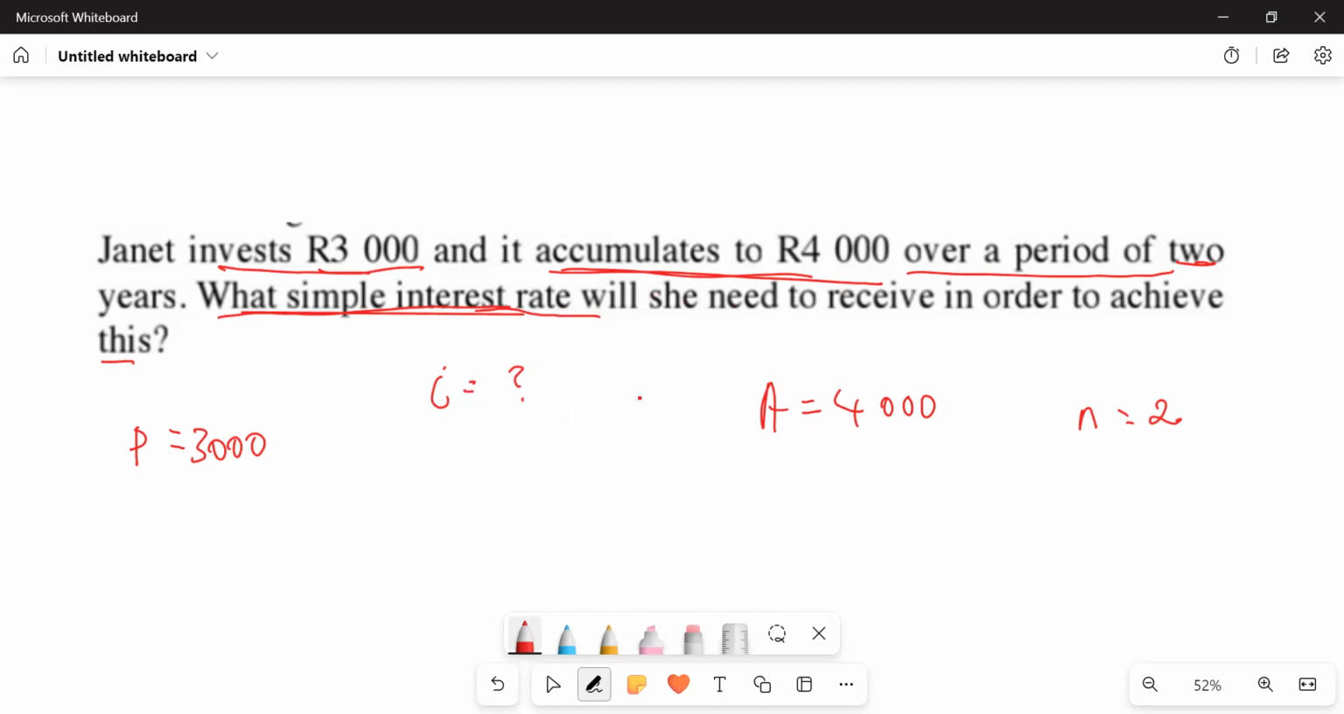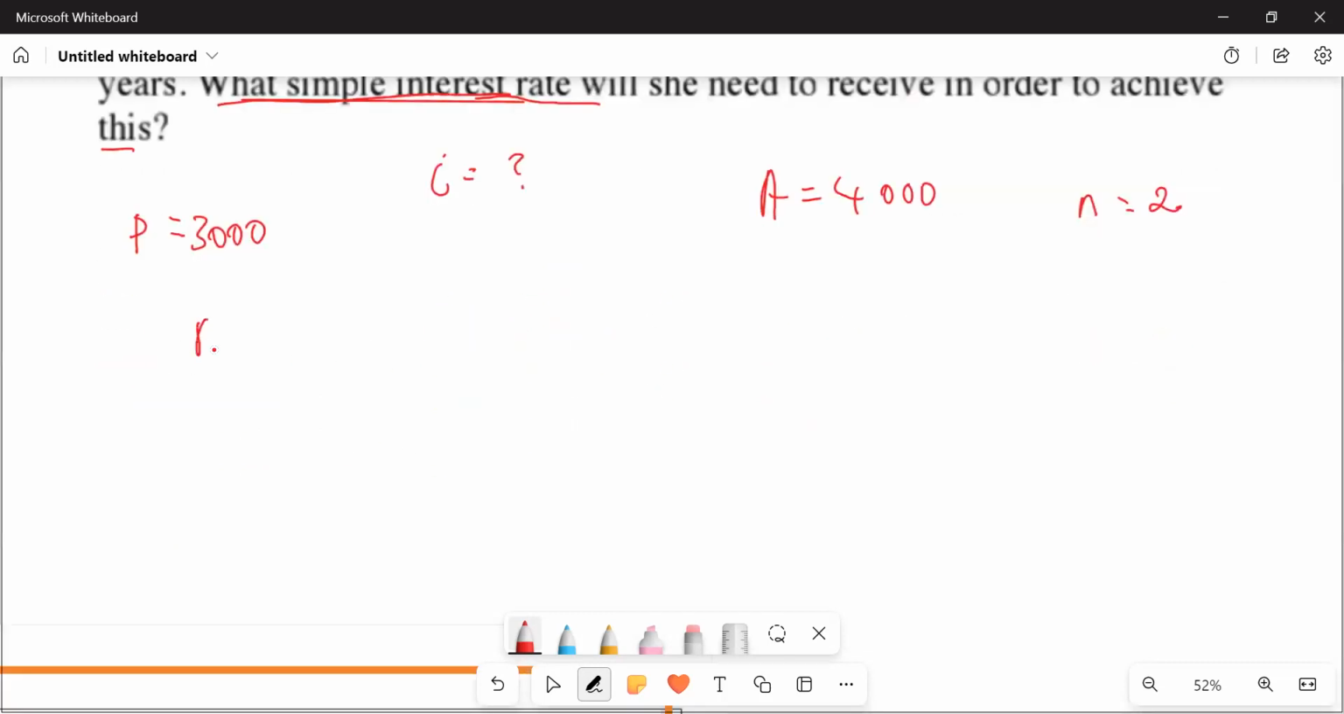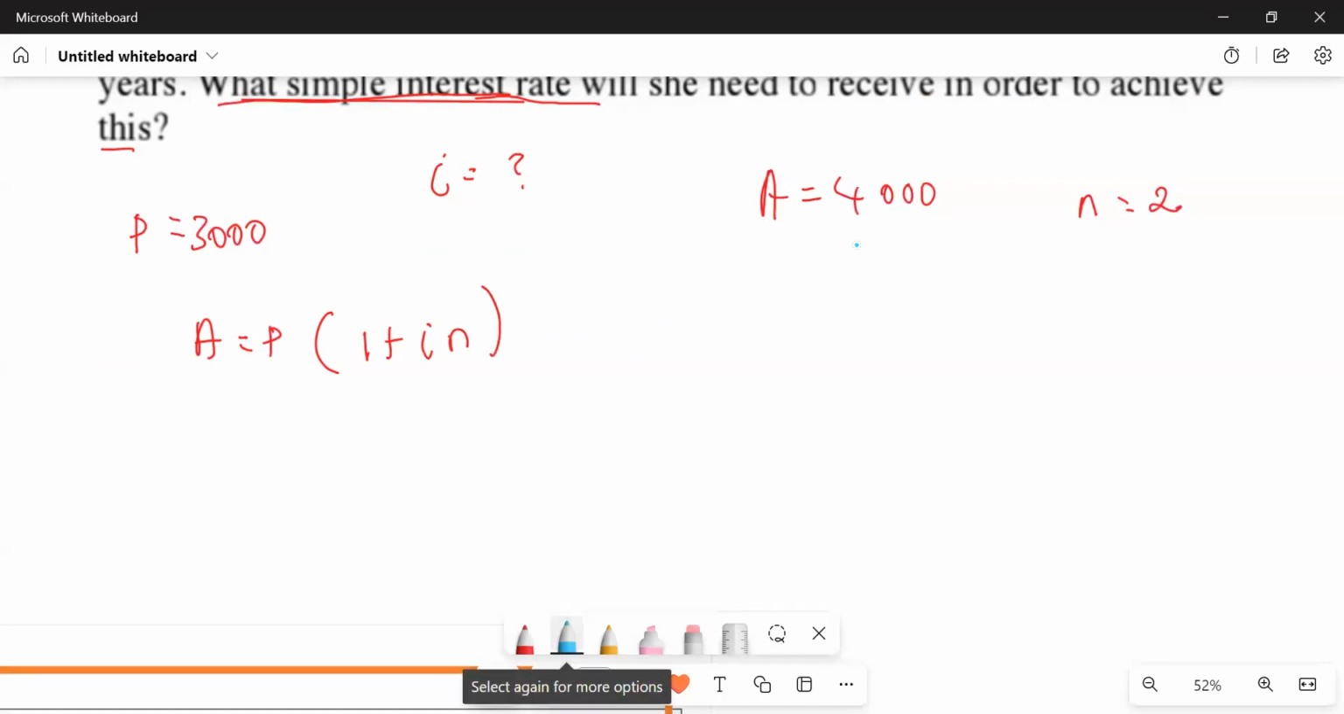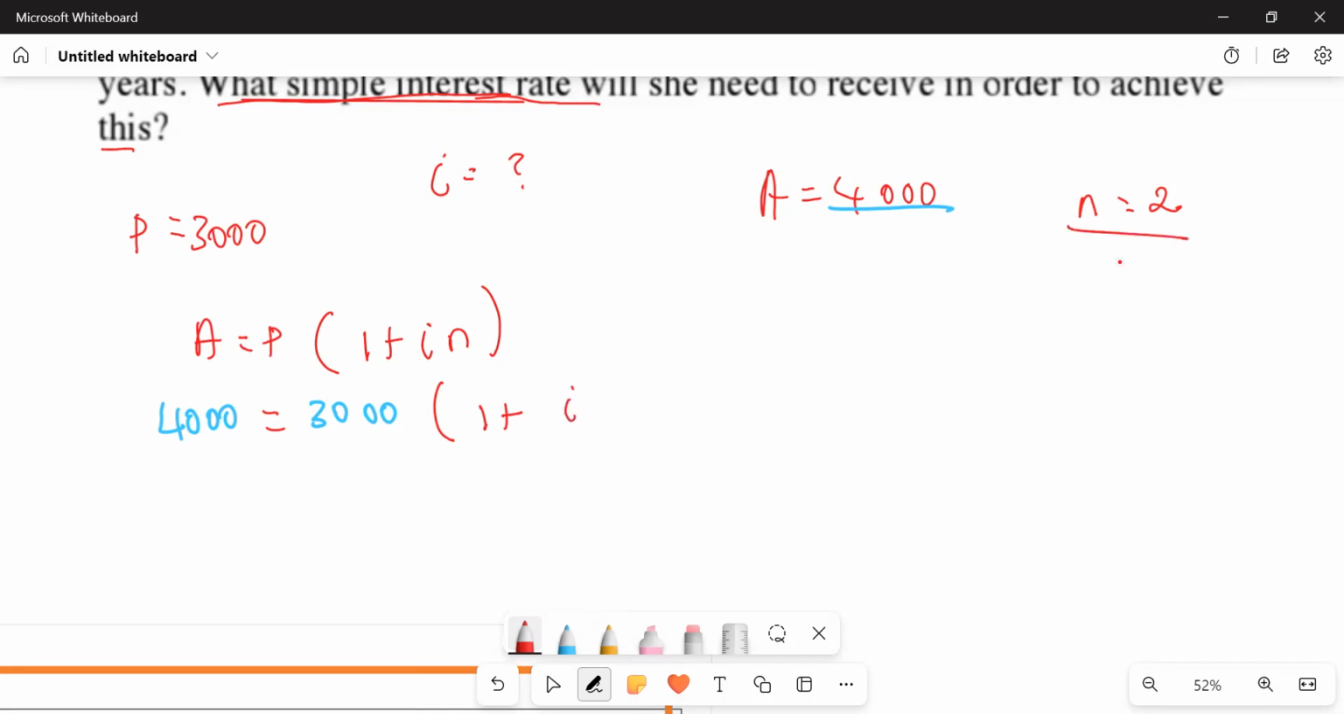So in other words, which formula am I going to use? I'm going to use the formula that says A is equal to P(1 plus I multiplied by N). Now I know what P is and I know what A is. A is 4,000, equals P, which is 3,000, times the bracket 1 plus I, which we have no idea about, multiplied by N, which is 2.